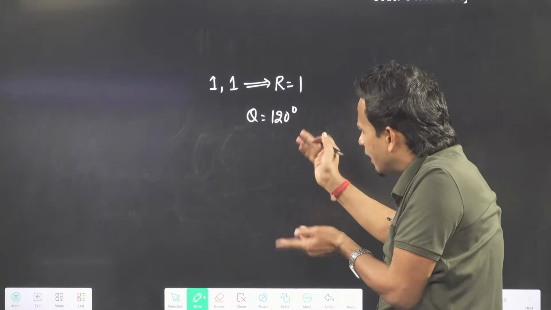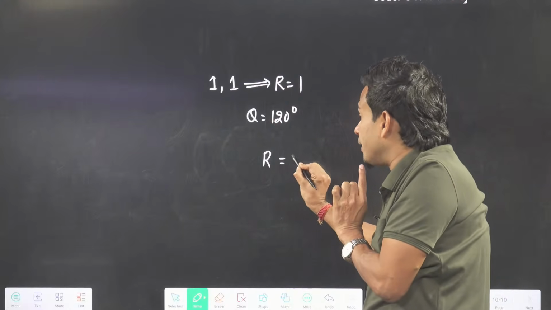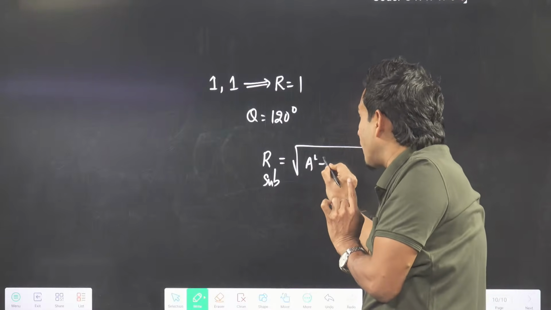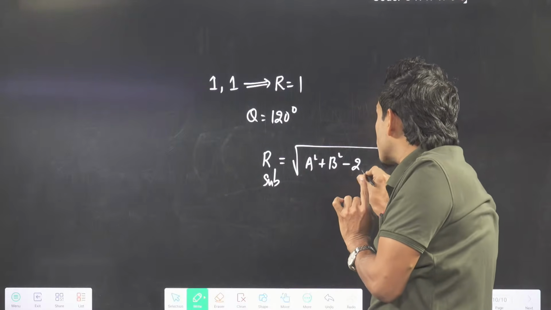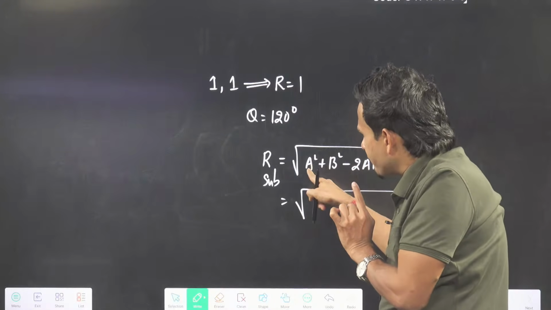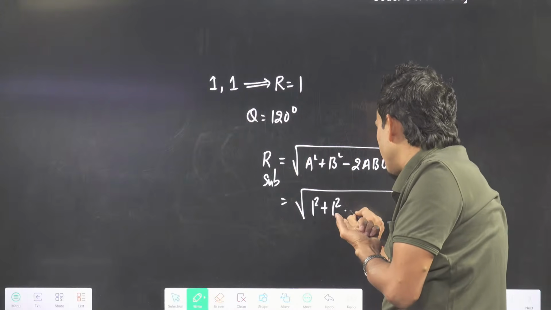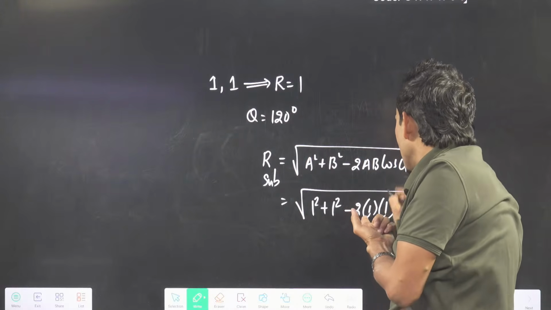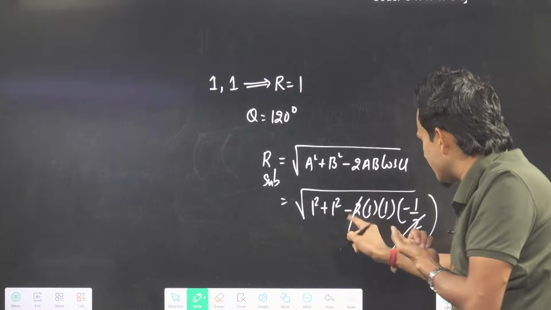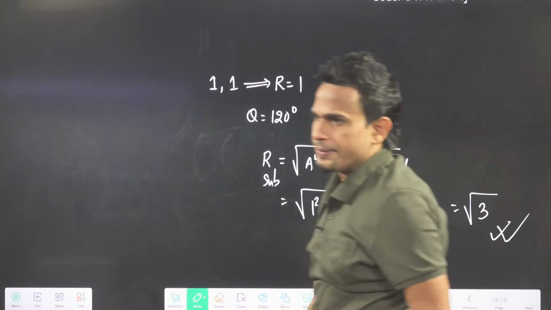Means theta is 120. Once you know theta 120, the resultant of subtraction you can find as under root of a square plus b square minus 2ab cos theta. A means first vector, that was a unit vector 1. So 1 square, b also 1, minus 2 into 1 into cos 120, which is minus 1 by 2. So these two cancel, minus minus will make plus. Answer will come root 3. Is it okay, bhai?